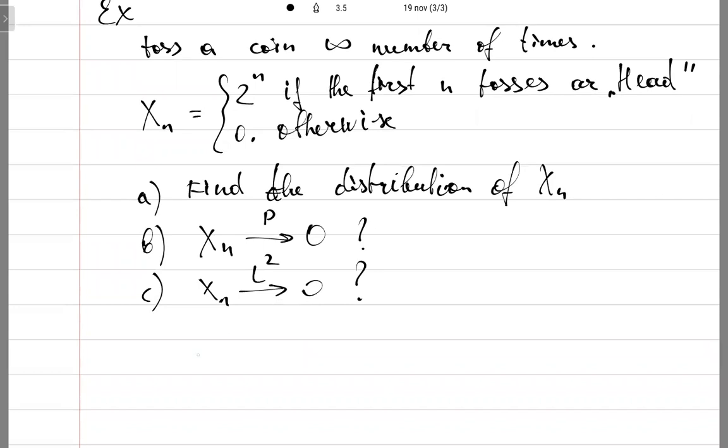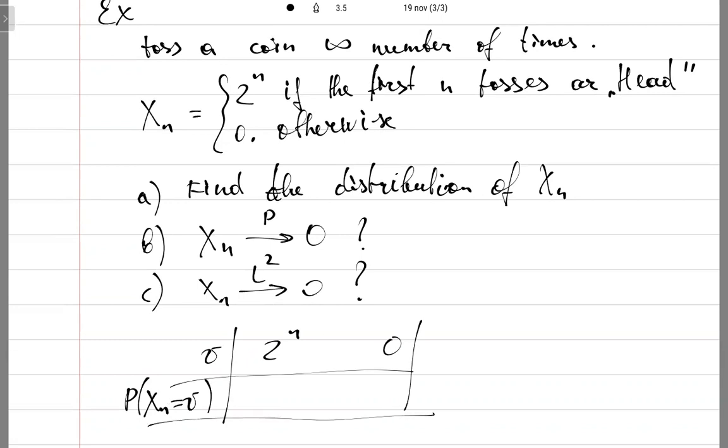What's the distribution of X_n? X_n can take values 2 to the power n and 0. So what is the probability that X_n is 2 to the power n? It is 1 over 2 to the power n, and I have 1 minus 1 over 2 to the power n for 0. Okay, so A is done.